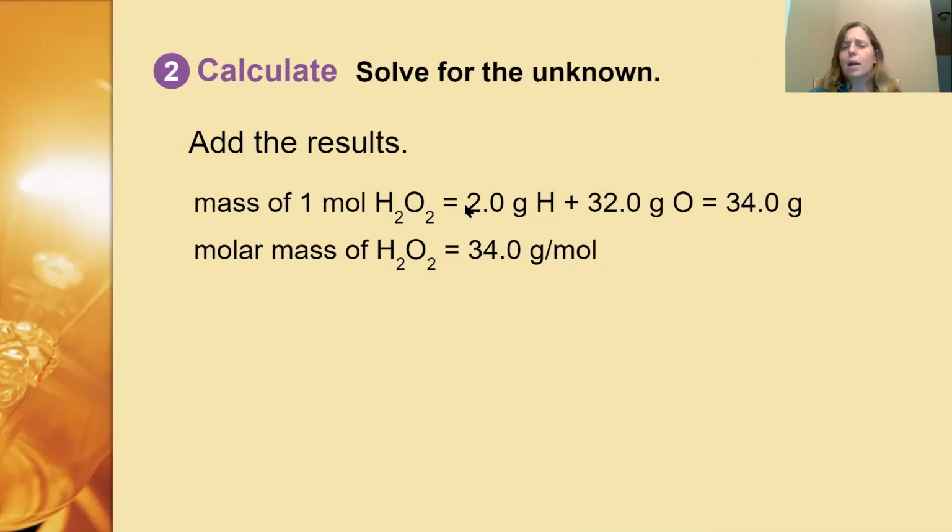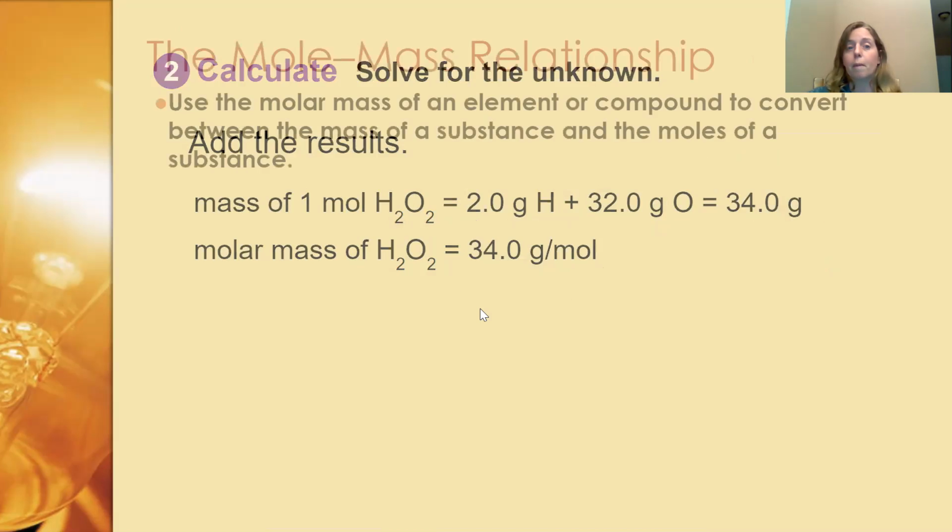Now someone's going to go, well, wait, Miss Urshey, hydrogen has 1 gram. Yes, but remember, we have 2 of them. And oxygen has 16, but remember, we have 2 of them. So that's why I have 32 here. So when you add all this together, you get a combined mass of 34 grams. So the molar mass of hydrogen peroxide is 34 grams per mole.